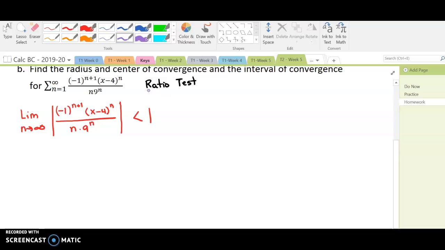So we're going to use the ratio test again to find the radius and center and interval of convergence. This time we're looking at this series, a little bit more complex. So we're going to start with the ratio test. And so because we're looking at the ratio test, we could ignore the alternating portion of this. And so we're going to look at the n plus first term.